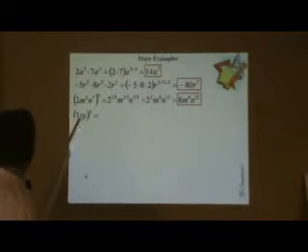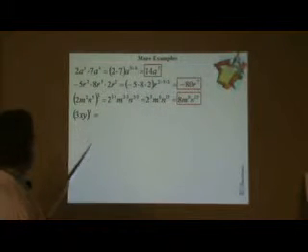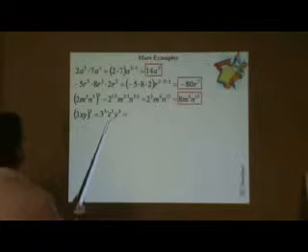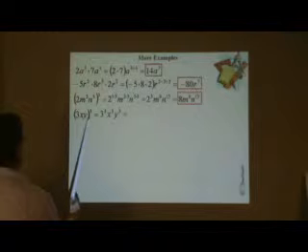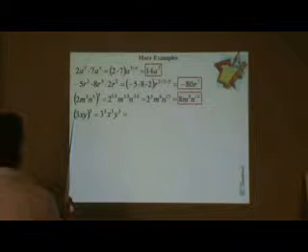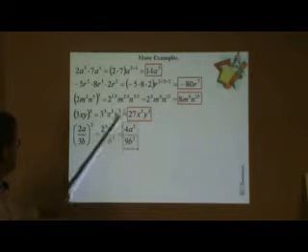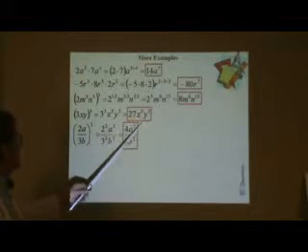Next, we have 3xy to the third power. 3 goes to the third power, x goes to the third power, y goes to the third power. Look, we take 3, we distribute it, we give it to everybody. Don't leave anybody out. We get 27, x to the third, y to the third.